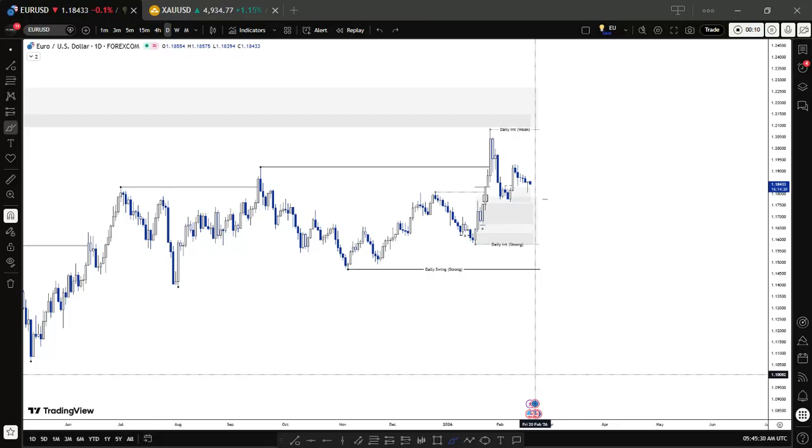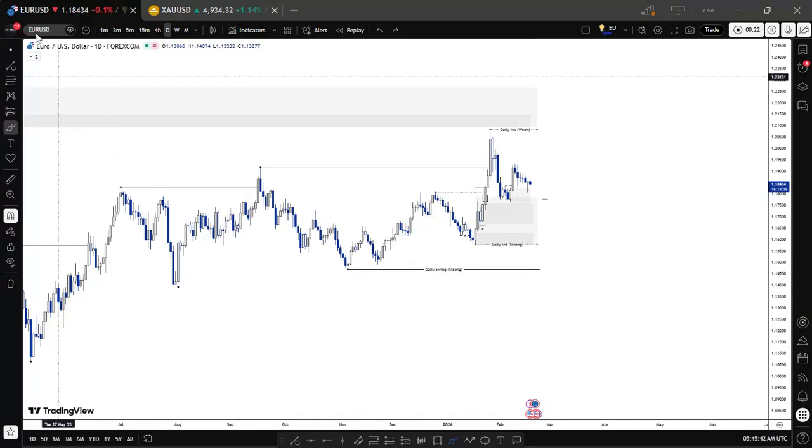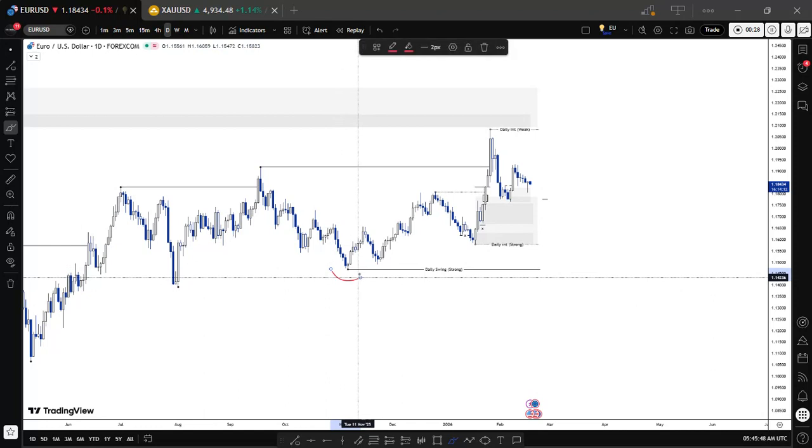So on today's video, I'm going to be doing a precision analysis on EURUSD. Today is Wednesday, 18th February of 2026. So, I'm going to start from the daily time frame. On the daily time frame, this is my strong swing low.